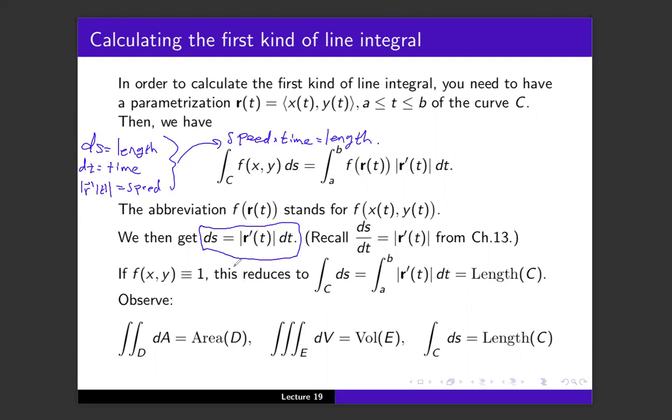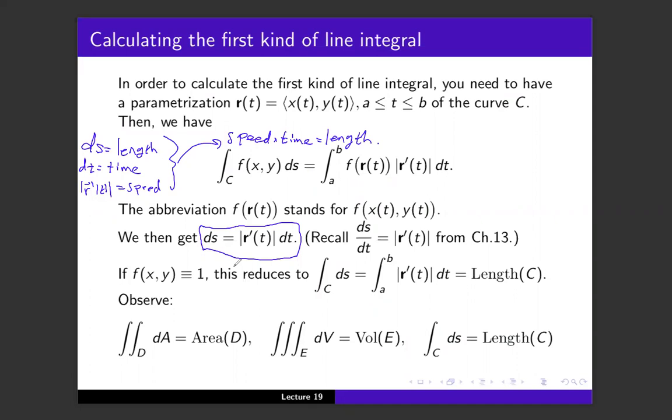Now, if f of x, y is the constant function 1, a very boring function, then you can write this as the integral over c of ds. Well, f of r of t is just 1, so that becomes the integral from a to b of magnitude r prime of t dt. And you may think to yourself, wait a minute, I've seen that before. This integral from a to b of magnitude r prime of t dt, that's arc length. That's the arc length of c. That's exactly right. So I just want to make a comparison here.